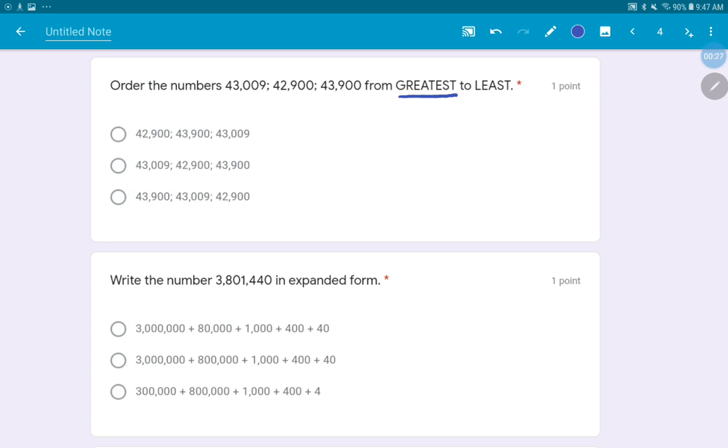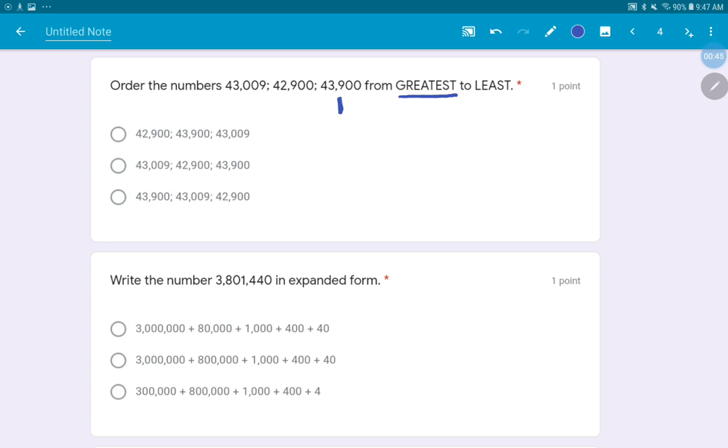Okay, what does greater mean? The big number, biggest. Very good. Which one of those three numbers is the biggest? 43,900. Very good. How did you know 43,900 was the biggest? Because I knew that the 42,000 one wasn't going to be bigger.